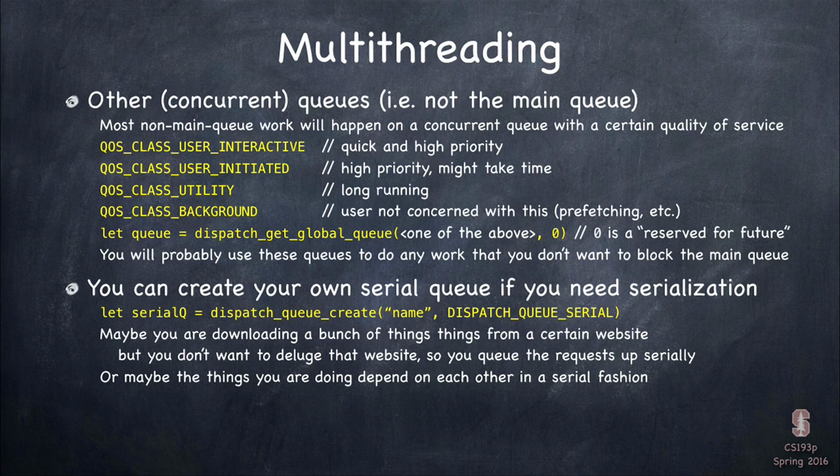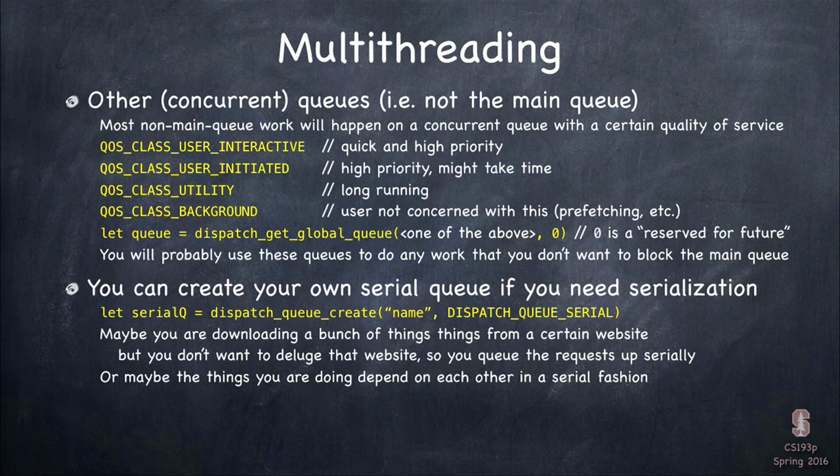This can be any name you want. This is usually just so you can see it in the debugger. This name is going to appear in the debugger. And then you say dispatch queue serial, saying you want a serial queue. Now you'll get a serial queue of your own. And it's going to be a pretty high priority queue, nothing like the main queue, but pretty high priority.